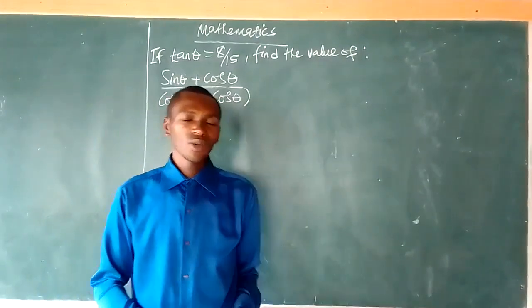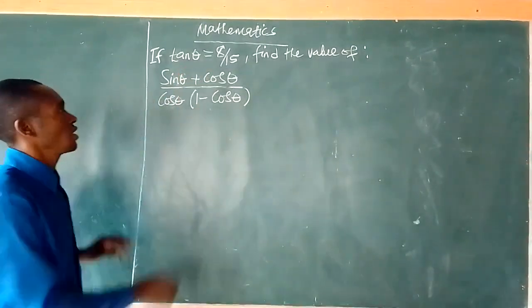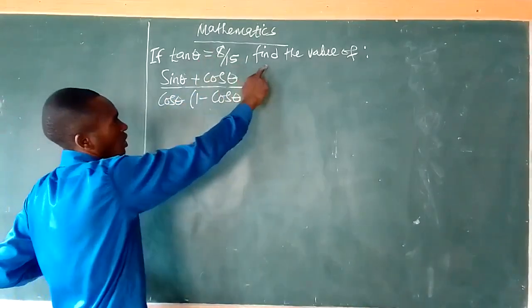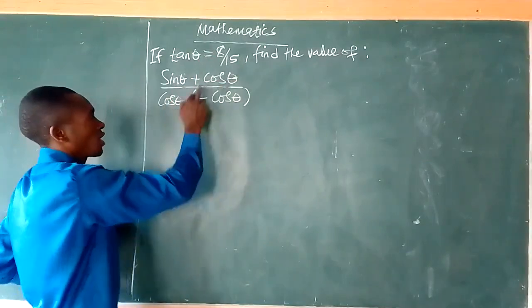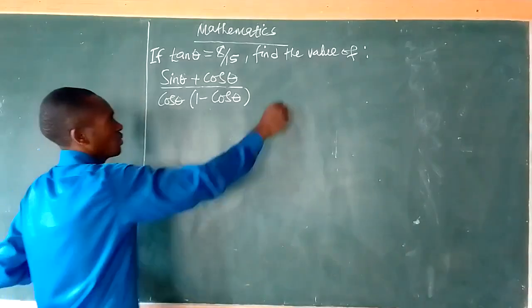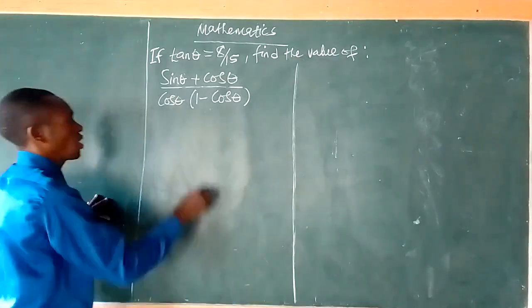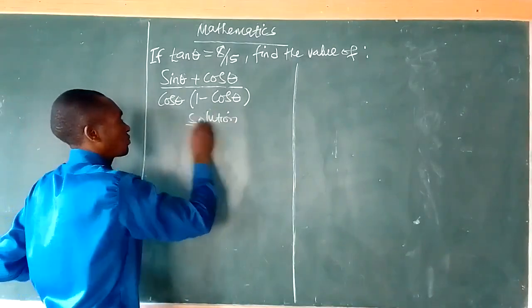Today we're going to be looking at a question on trigonometry. The question says, if tan theta is equal to 8 over 15, find the value of (sin theta plus cos theta) over cos theta (1 minus cos theta). So the first thing to do, I always say, is to draw an angle to represent whatever you are given.